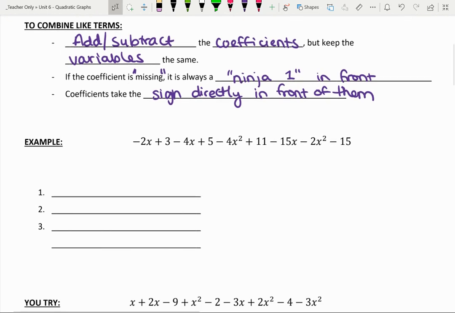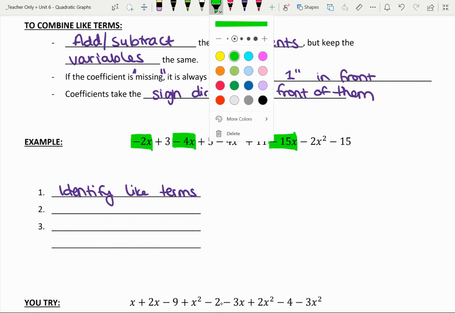So let's do a short example here. We're going to combine like terms. So the very first thing we should do is just practice identifying our like terms. So I'm going to use a couple different highlighters here. The first bit here is negative 2x, and notice I'm going to include that negative there. Its like terms are negative 4x and negative 15x. So even though there are x squareds, those are different exponents, so we're not going to consider those like terms.